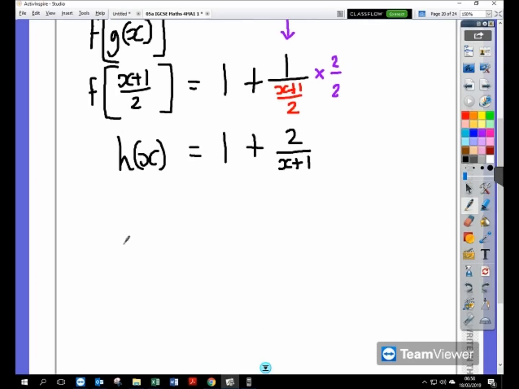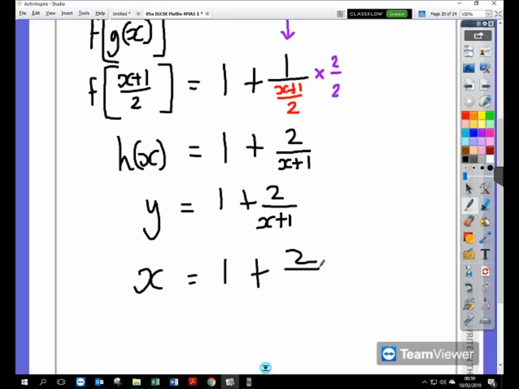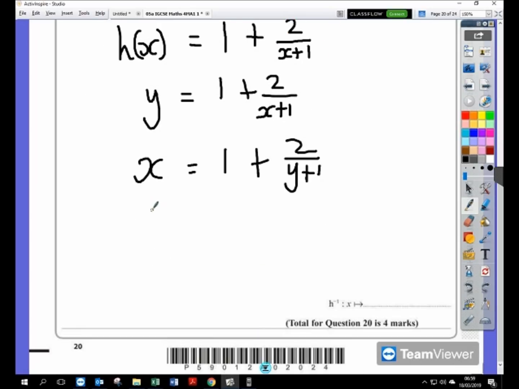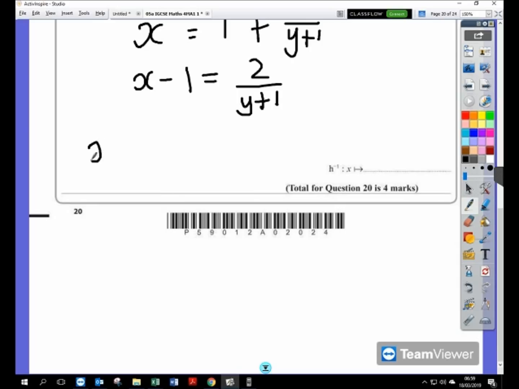We're asked to work out the inverse function h. So what we do is, stage 1 is to write it as y equals. Stage 2 is to swap your x with y. Stage 3 is to try and make y the subject, rearranging it. So let's shift the plus 1 to the other side. So on the right hand side, 2 is divided by y plus 1. So I can rearrange this as follows. We have x minus 1 multiplied by y plus 1 equals 2.